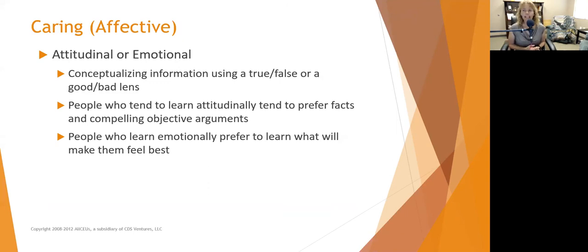People who tend to learn attitudinally tend to prefer facts and compelling objective arguments. People who tend to learn emotionally prefer to learn what will make them feel the best. So we have to present both in group because you're going to have both kinds of people. But when you're helping them answer the question, why do I care? that's what's going to motivate them. The thinker is going to be more concerned with, how can this help me improve what's going on so I can get out of treatment, so I don't have to keep coming here.